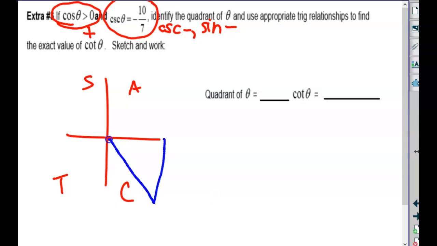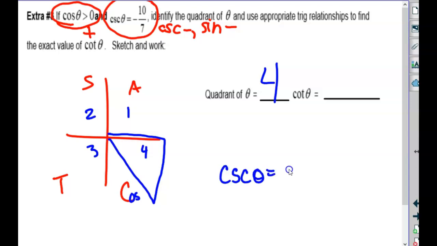Boy, I heard different answers there. This means cosine is positive, everything else is negative. We good? Okay, this is quadrant 1, 2, 3, 4. Where am I going to put those numbers? I know this is a tricky question. There's a lot that can go wrong. It says 10/7 and one of them's negative.